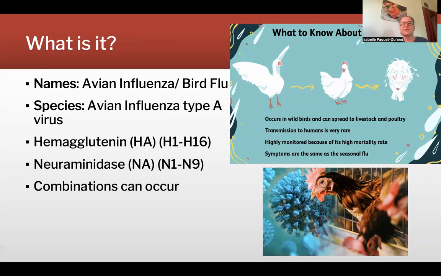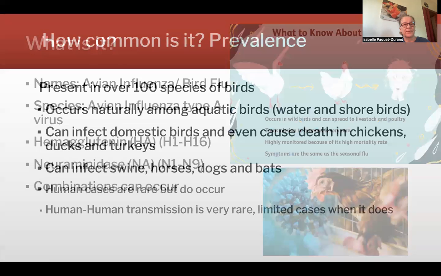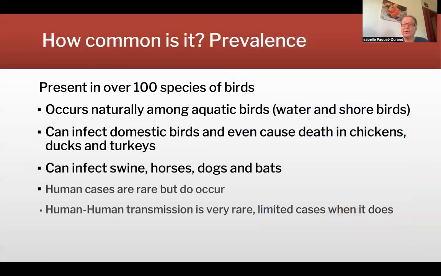So the key points already are that this occurs naturally in wild birds. It can spread to livestock where it causes high mortality. And the good news as well is that transmission to humans is very rare, but it can happen. It is highly monitored. It's a reportable disease because of the mortality that it carries. So how prevalent is it?